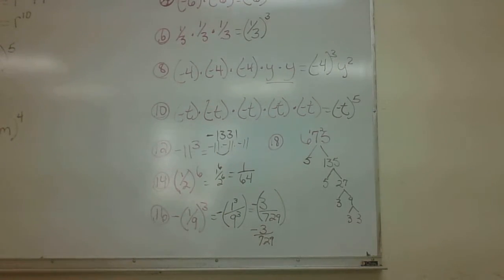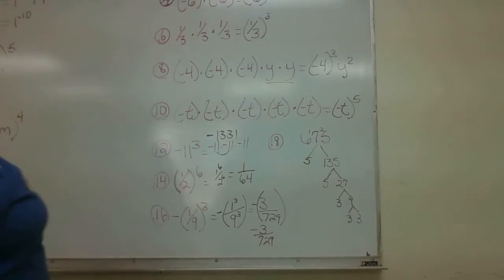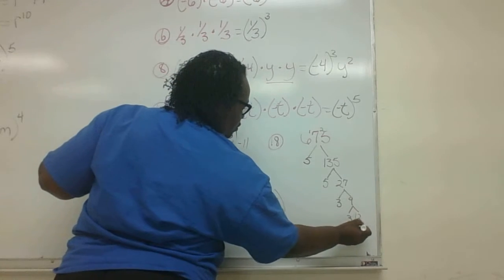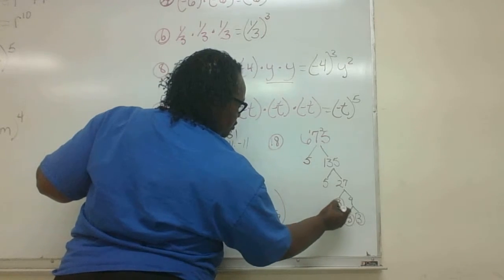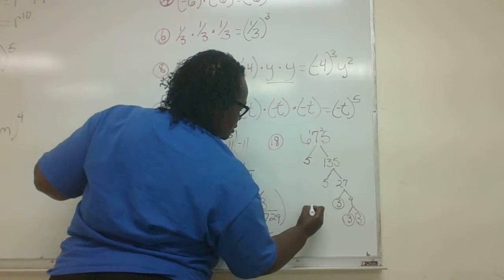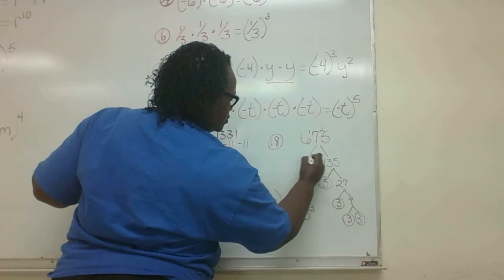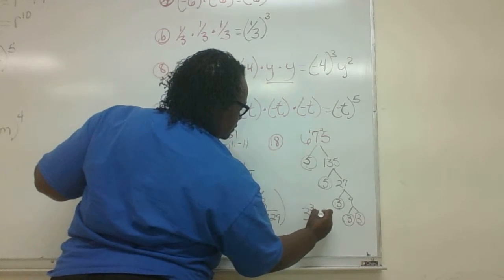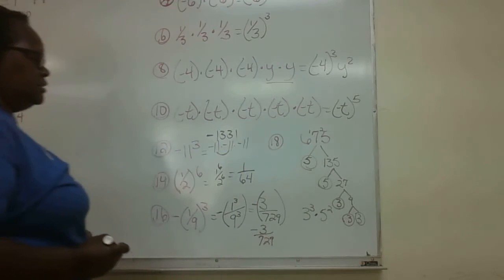So now from there, they want us to write out the factors. So let's take a look. We have 1, 2, 3 3s, and we have 1, 2 5s. And that's how that is done.